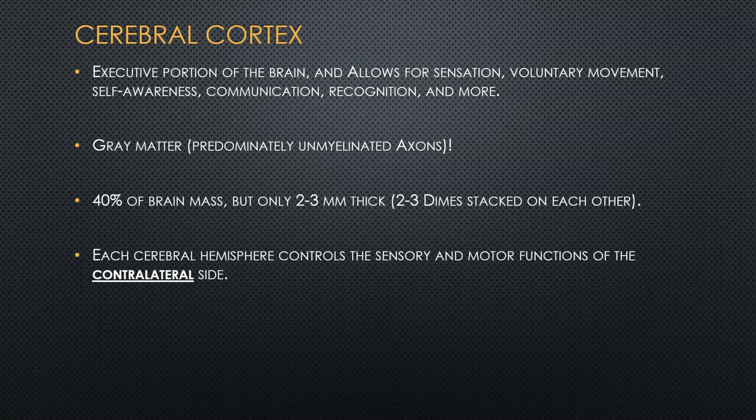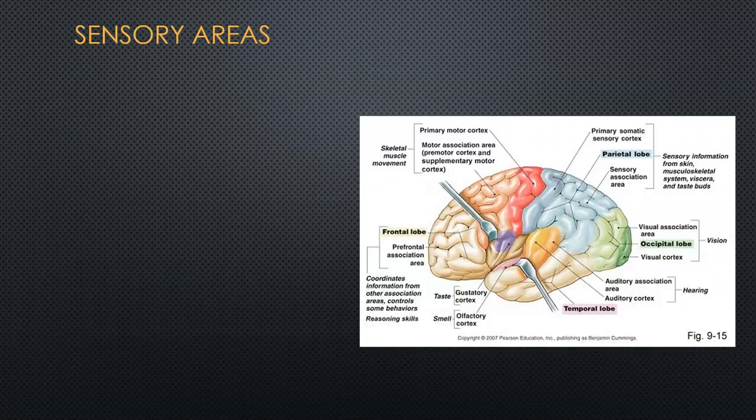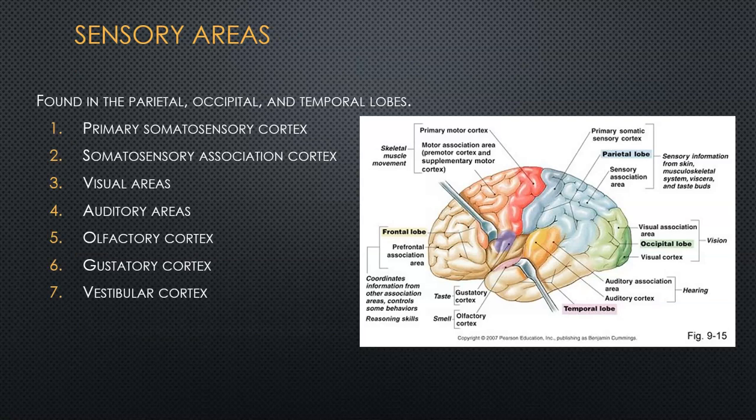Each cerebral hemisphere controls the sensory and motor functions of the contralateral side. Pretty interesting. The hemispheres, again, are connected through the corpus callosum. So let's talk about the different sensory areas in the cerebral cortex. These sensory areas are found in either the parietal, the occipital, or the temporal lobes. And let's talk about all of them a little bit.